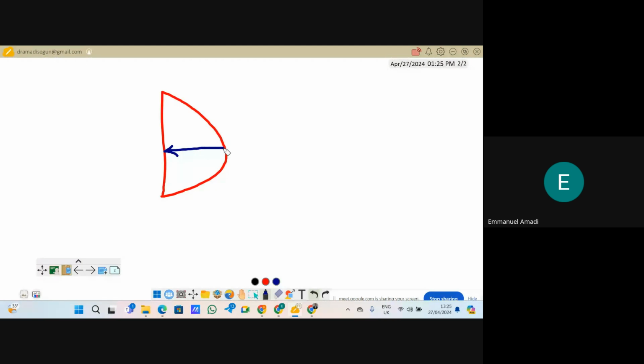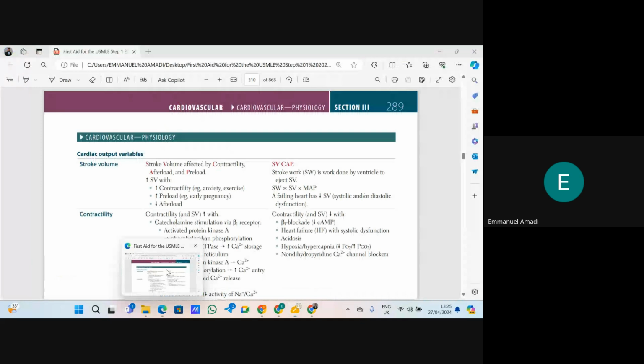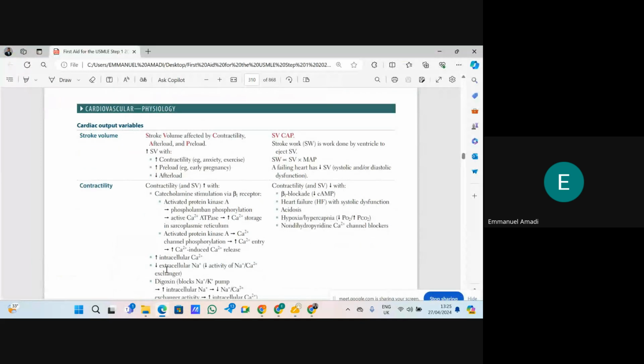That is the same thing with contractility. Once the contractility is small, the stroke volume will be small. Once the contractility is big, the stroke volume increases. So when contractility goes up, stroke volume goes up. When contractility drops, stroke volume also comes down. We'll play with this a whole lot as we progress. That's the first thing we're establishing. That is the stroke volume.